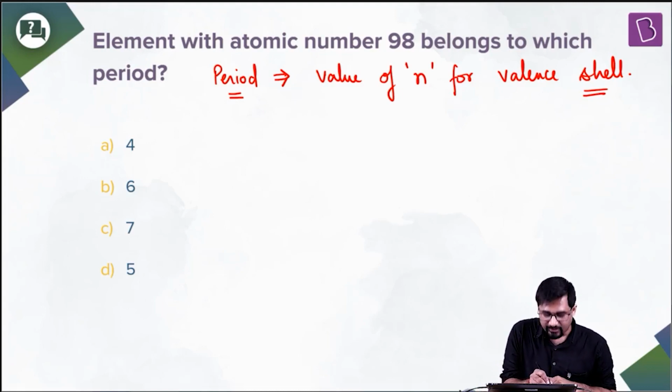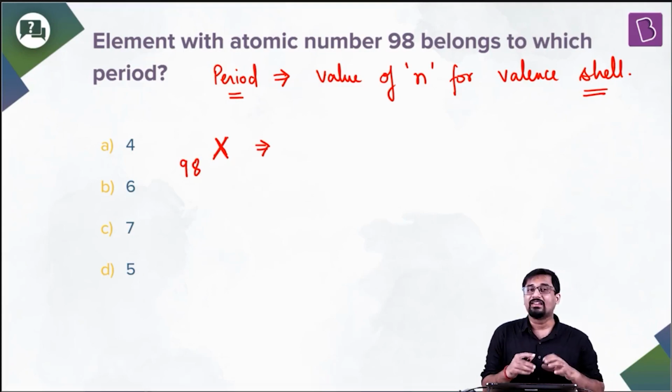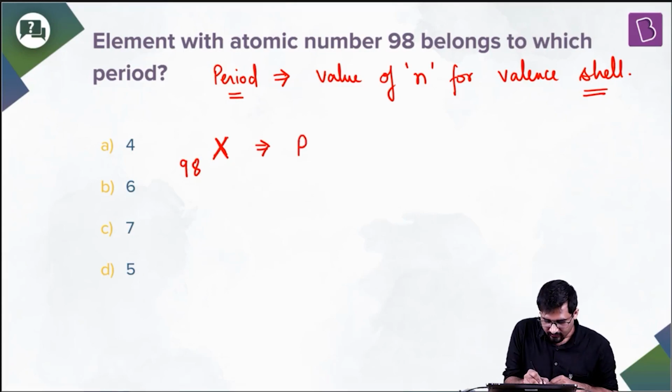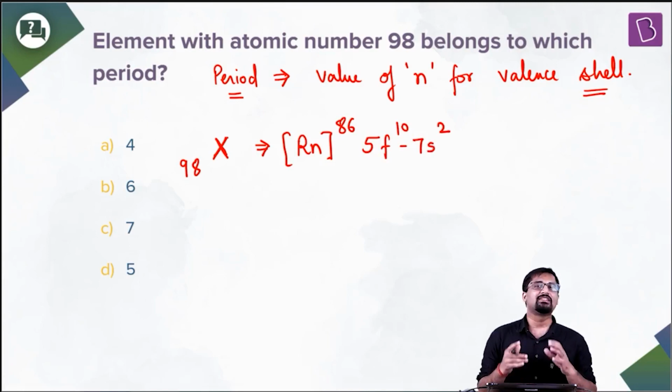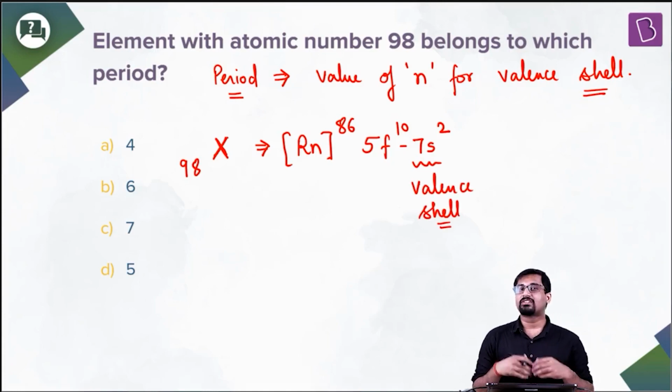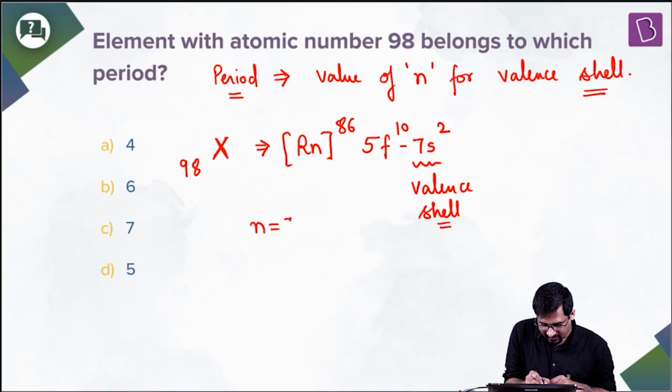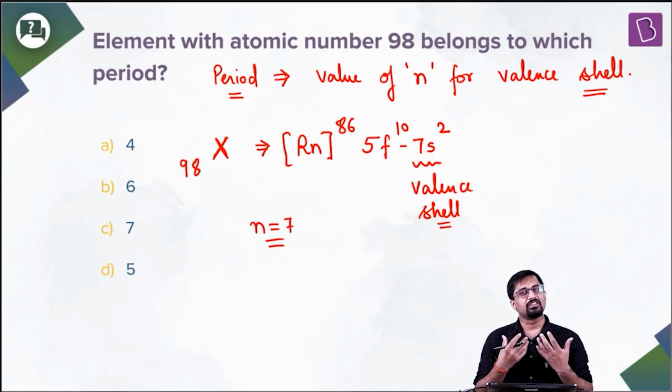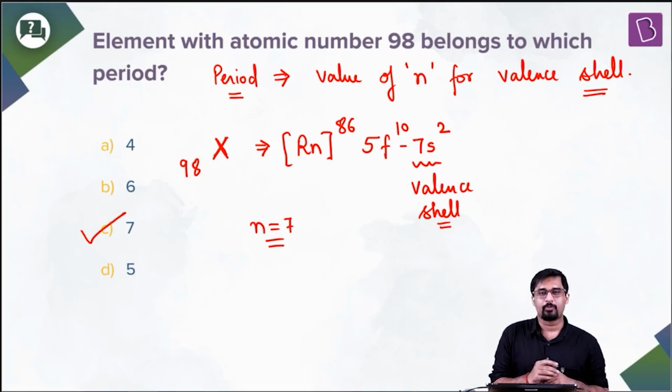So let's first write down the electronic configuration for this element. Let's say this element has a symbol X and the atomic number is 98. So that means it contains 98 electrons. So the electronic configuration will be [Rn] 5f10 7s2. So this is the electronic configuration. Now clearly you can see that the value of n for the valence shell, you can see valence shell here is 7th shell, and the value of principal quantum number for this valence shell is 7. You can see here n is 7. Therefore this element belongs to 7th period, and hence the answer to the question is option C.